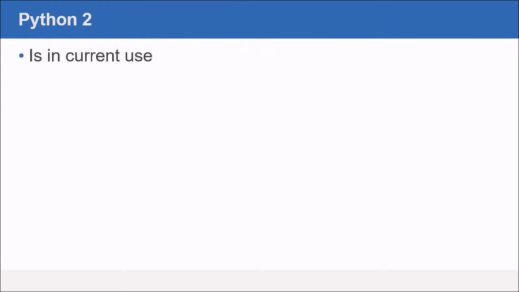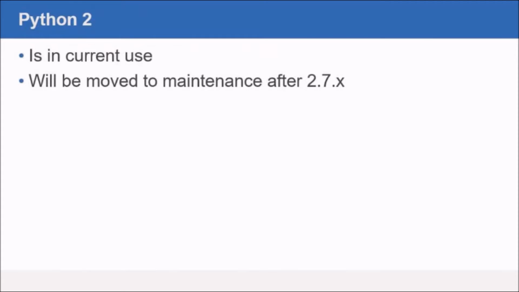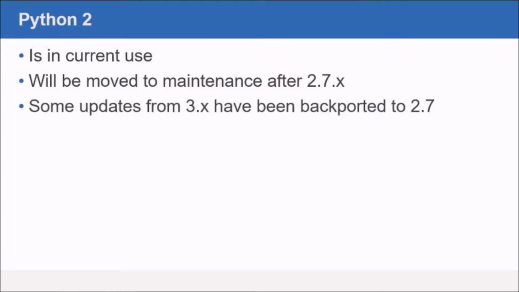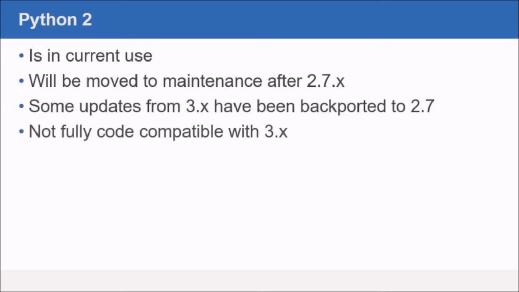Python 2 is still currently in use. However, it will be moved to maintenance after Python 2.7's final release. Some of the updates from Python 3.x have been backported to Python 2.7. Beware, if you write code in Python 2, it is not fully compatible with Python 3.